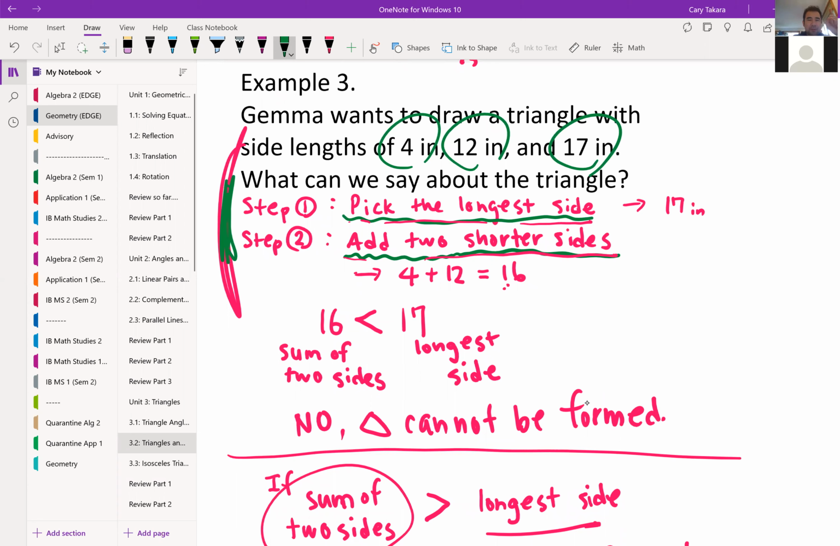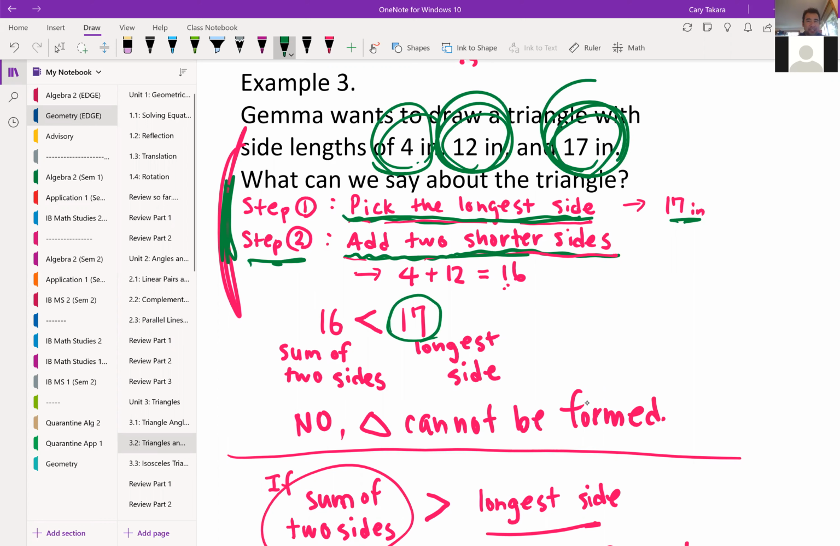First, you have to pick the longest stick. In this case, it's a 17, right? So you pick 17. Step 2, you're going to add the 2 shorter sticks. In this case, it's 4 and 12. 4 plus 12 is 16, isn't it? It is less than the longest stick, which is 17. If the sum of the 2 shorter is less than the longest stick, you will not be able to create a triangle. It's impossible.